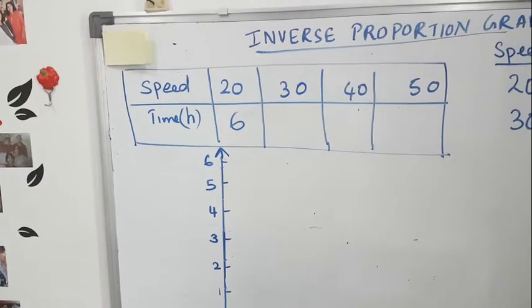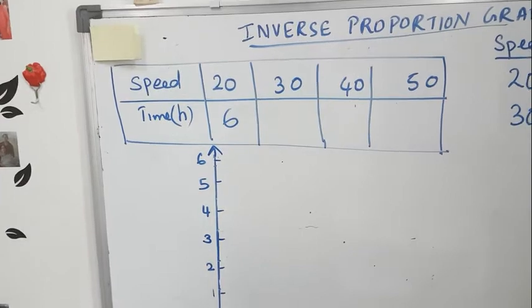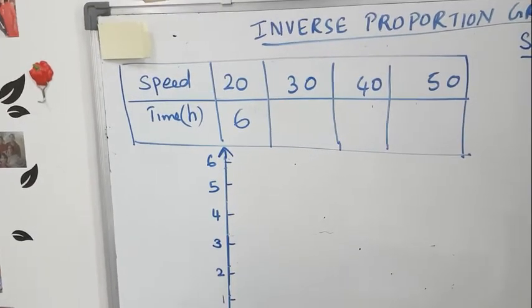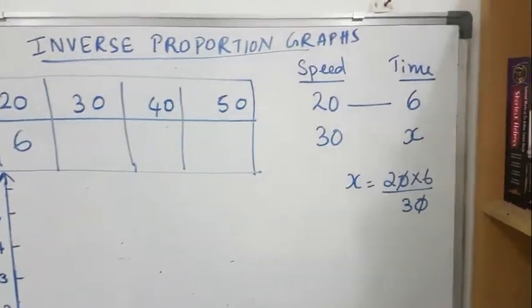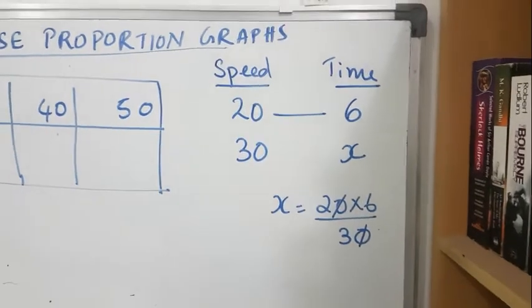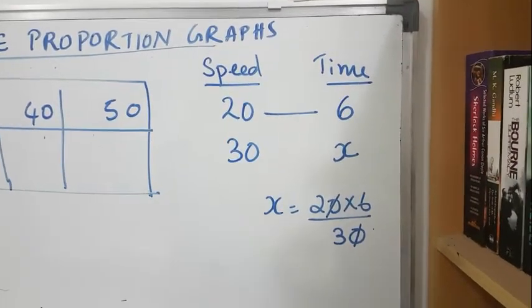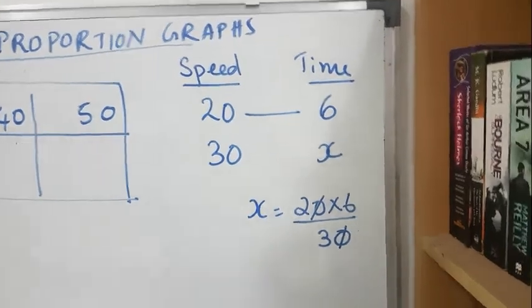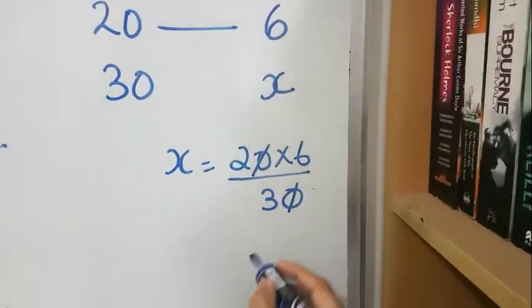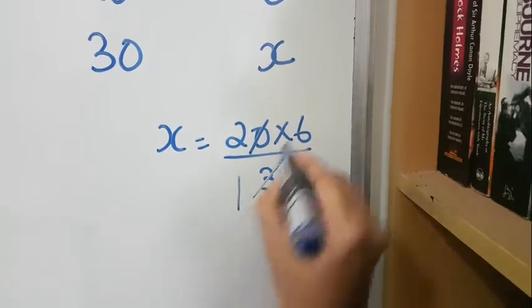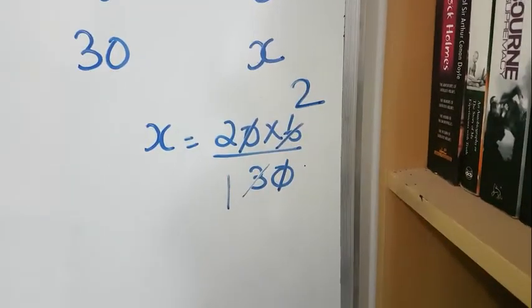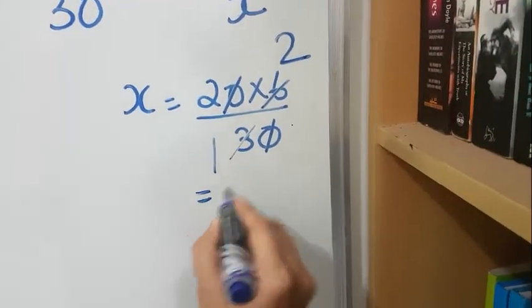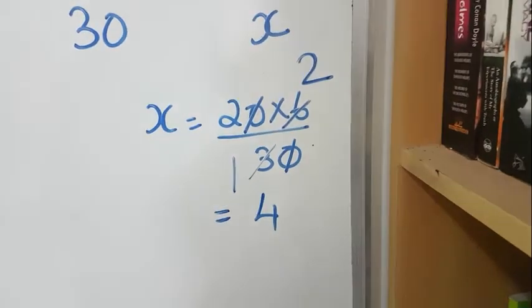We need to complete the table first, then we need to plot the graph. So to complete the table, we use the method by giving the heading speed and time. When speed is 20 km per hour, time is 6 hours. If it is 30, what is the time? So we can do the calculation. We cancel the zeros. Now we can cancel the 3. 3 ones are 3. 3 twos are 6. 2 twos are 4 hours. So we get the answer 4 hours.